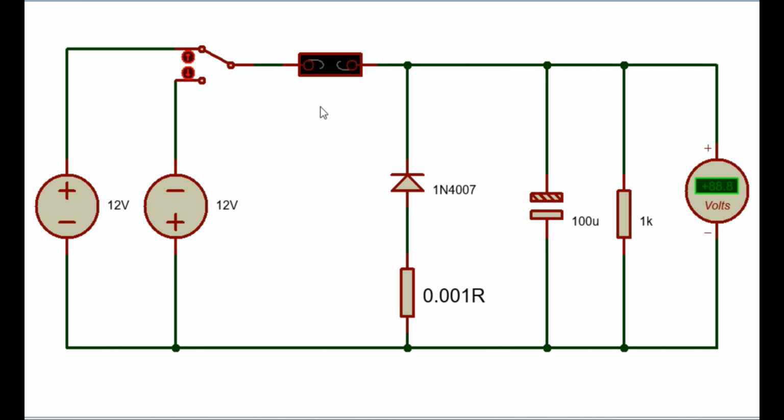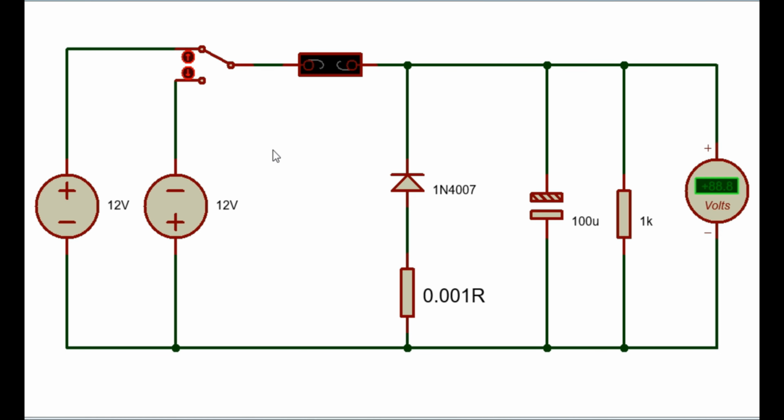A fuse is also connected in series to protect the circuit from overcurrent. Here two voltage sources are used to switch between forward and reverse polarity of voltages to this circuit. First we will run the simulation in normal state, whenever the polarity of voltage is similar to the polar capacitor. In this case the circuit will work in normal condition. This diode will be reverse biased and voltage will appear across this capacitor.